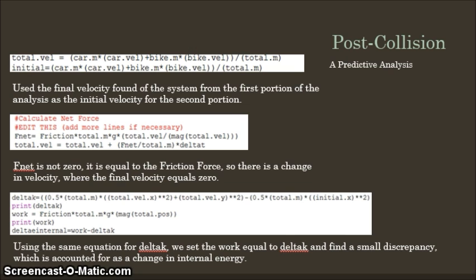Now, this portion of our analysis is actually an analysis of a prediction of our collision because we're not given this data in our problem. Ergo, we predict our change in position by our change in velocity, which we in turn use to predict our changes in energy and our work done on our system.